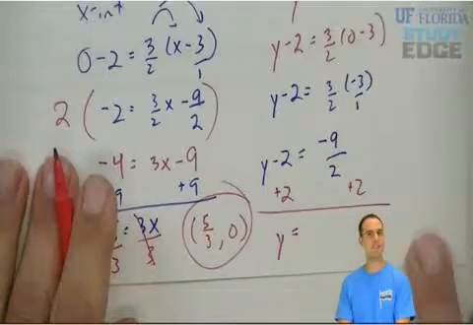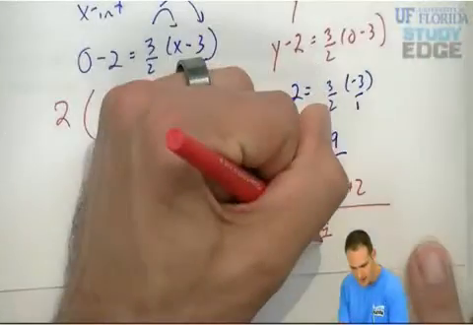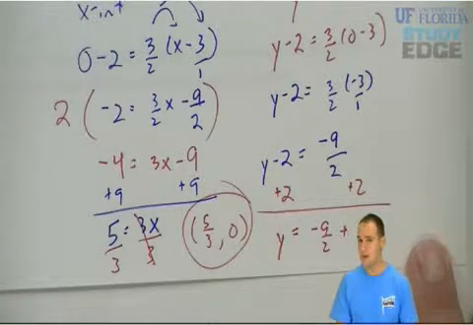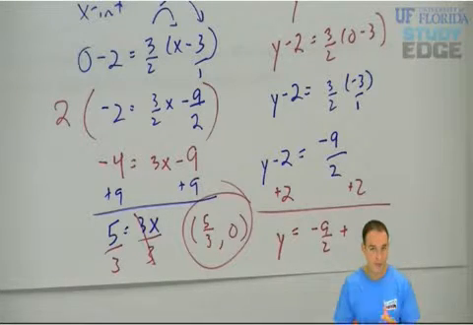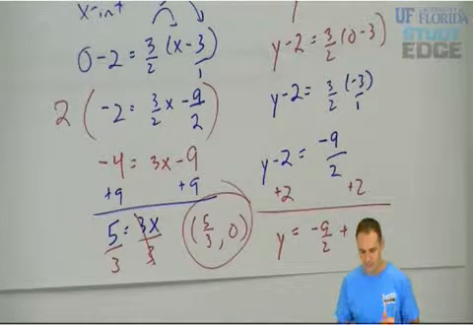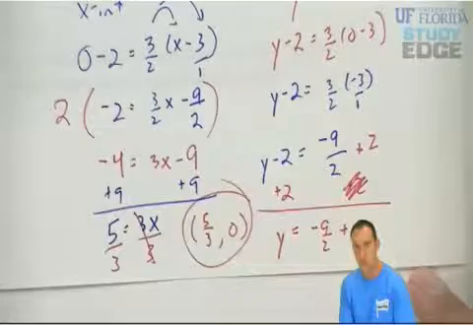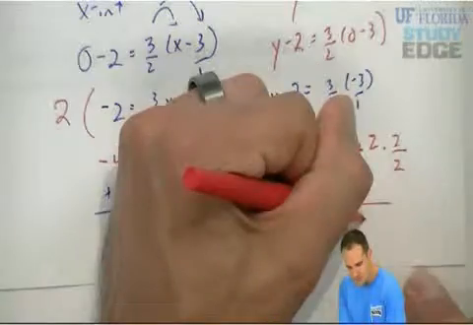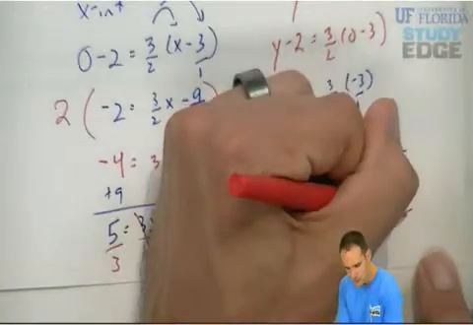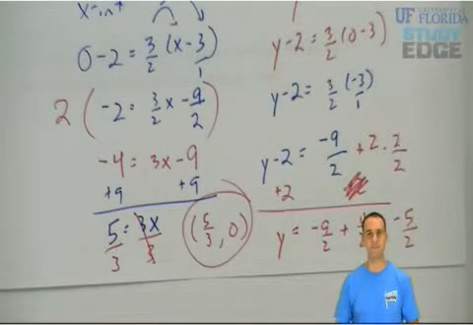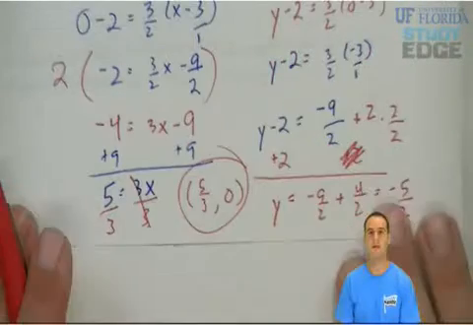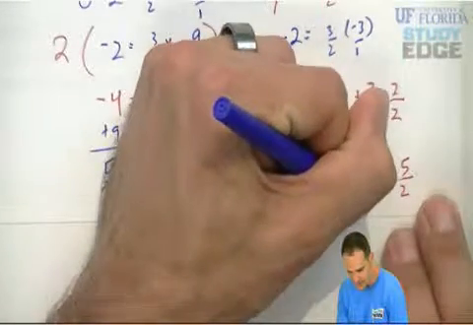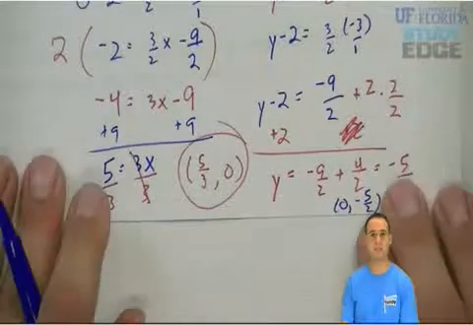However, negative 9 halves plus 2, you need to go ahead and rewrite 2 to get a common denominator. Remember, this is one of those pre-algebra review videos that hopefully you watch to add fractions. So if I want to go ahead and add 2, the common denominator is also 2. You multiply by 2 over 2 to give you 4 halves. And y will end up equaling negative 5 halves. But again, the coordinate is going to be 0 comma negative 5 halves, for the y-intercept, x is 0.